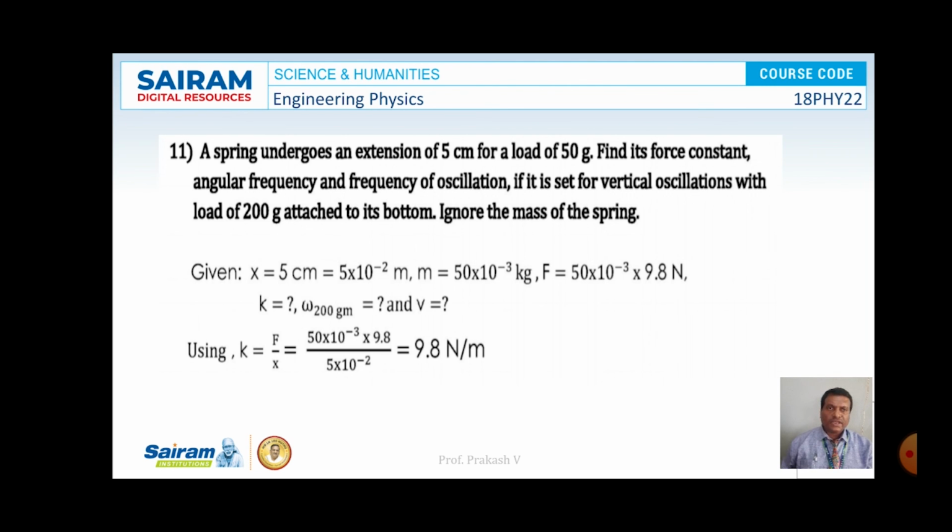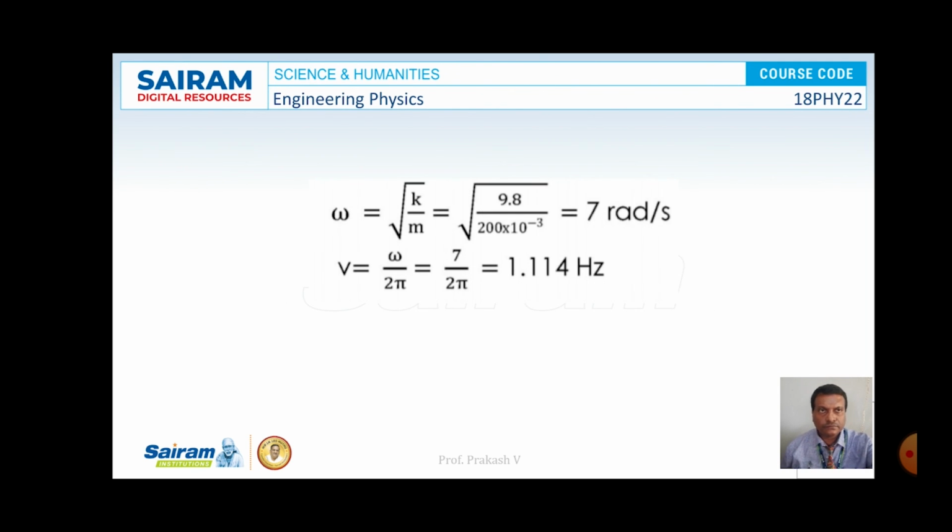So as per the calculations, we know that K is equal to F by x. F is nothing but 50 into 10 to the power of minus 3 into 9.8 divided by x, the extension, that is 5 into 10 to the power of minus 2. So the force constant is calculated as 9.8 Newton per meter. Further, the value of omega is found to be square root of K by M. So K is 9.8 divided by 200 grams. So on simplification, the value of omega is found to be 7 radians per second.